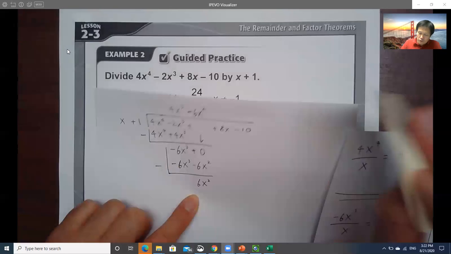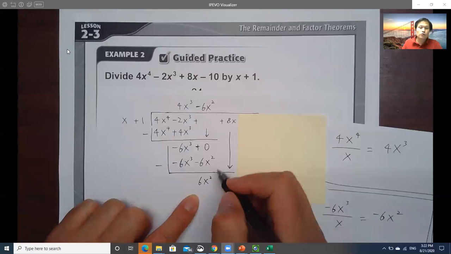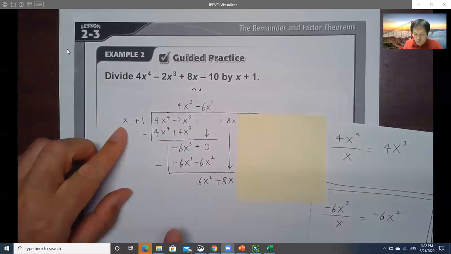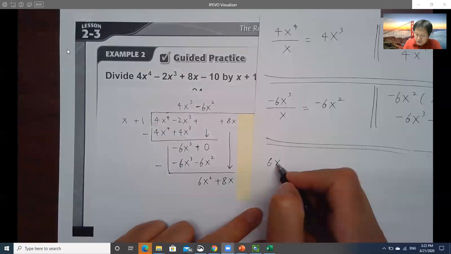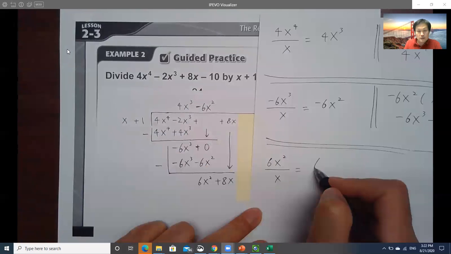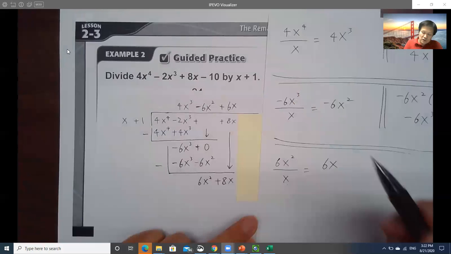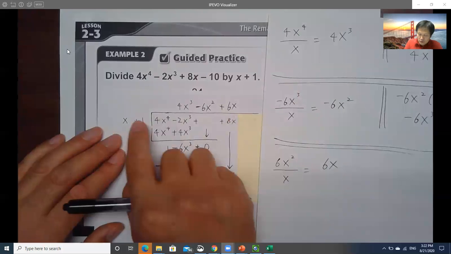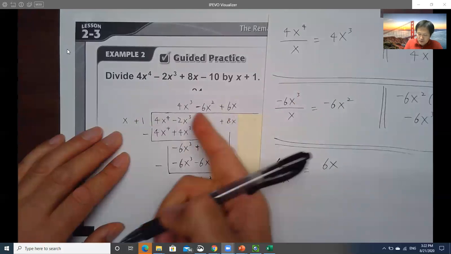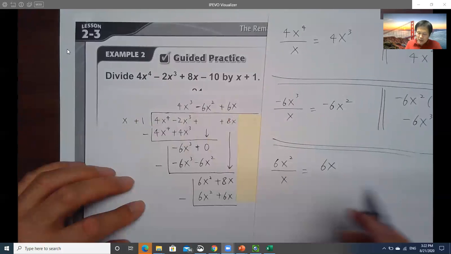Okay, you gotta bring one term down, then extend it, bring one term down, which is 8x. Then you repeat same process. X times what makes 6x squared? That should be 6x. Again, if you say, well, I don't know, then you have to do 6x squared divided by x, you get 6x. That is the one you have to write on quotient, 6x. Now you're distributing 6x times x, 6x times 1, you're writing it down. 6x times x is what? 6x squared. 6x times 1 is 6x. Put L shape, subtract it. 8 minus 6 is going to be 2x.